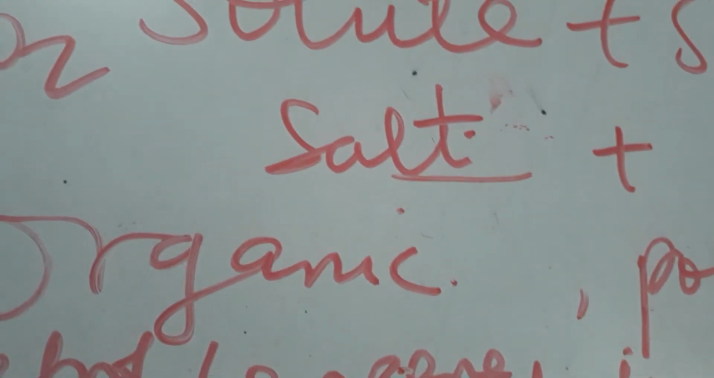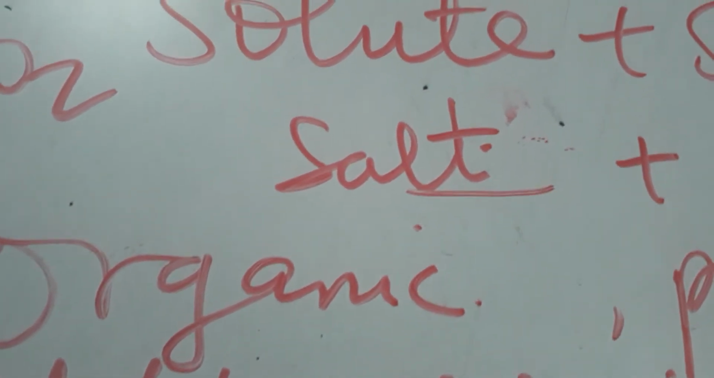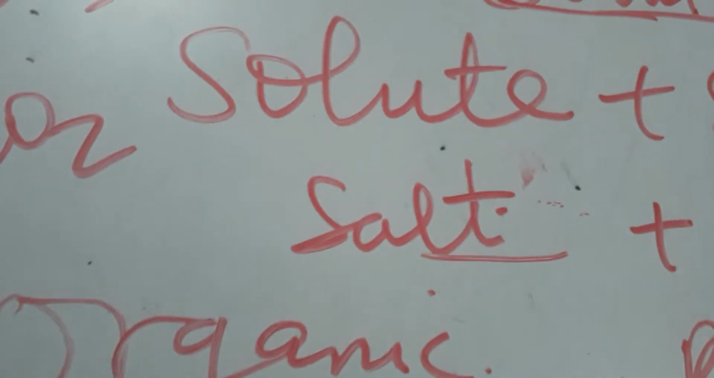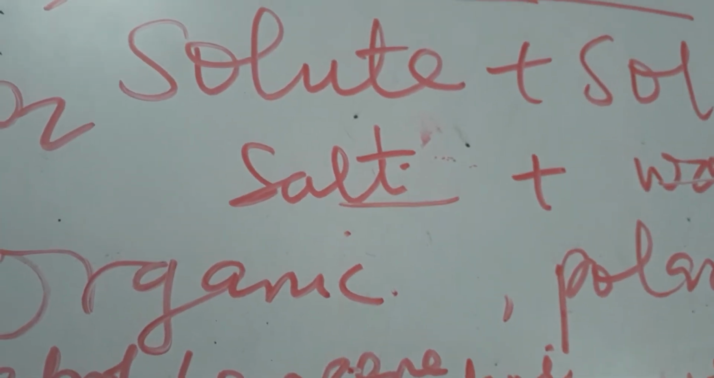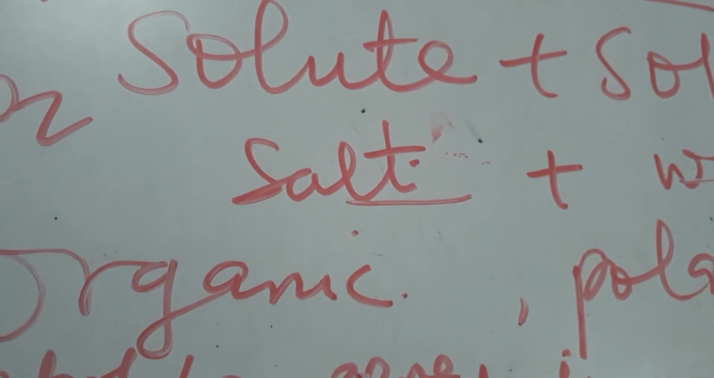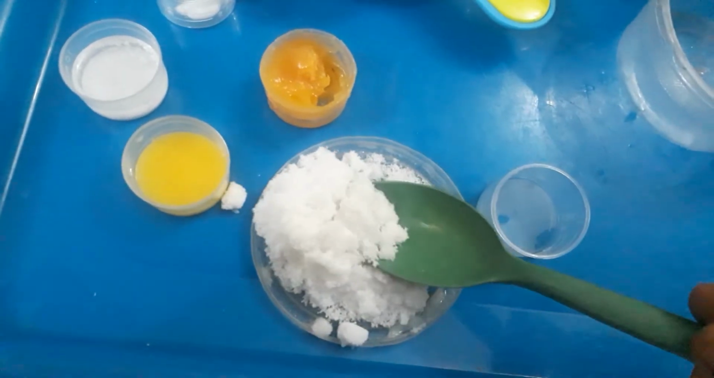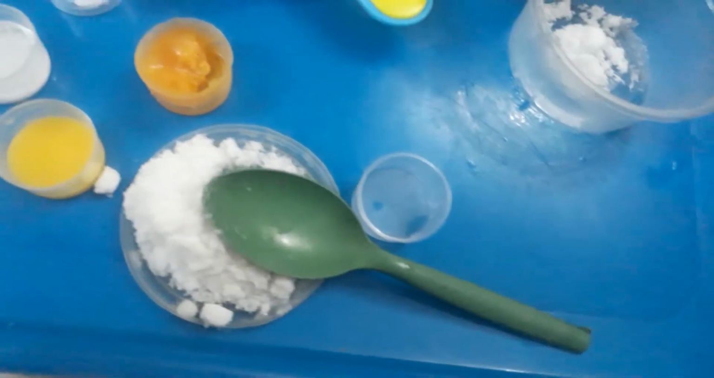Now, we are moving to another phase, which is the major types of solution. We have the true solution and the colloidal solution. Now, how do you get a true solution? When you dissolve a solid, take for instance, I'm dissolving salt in water.